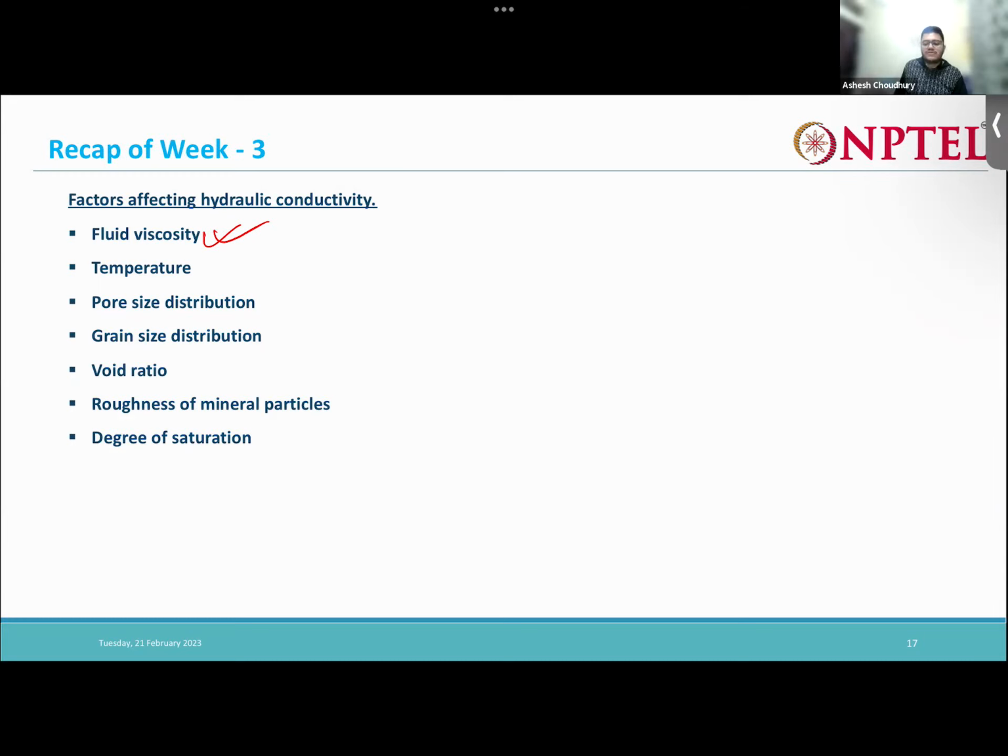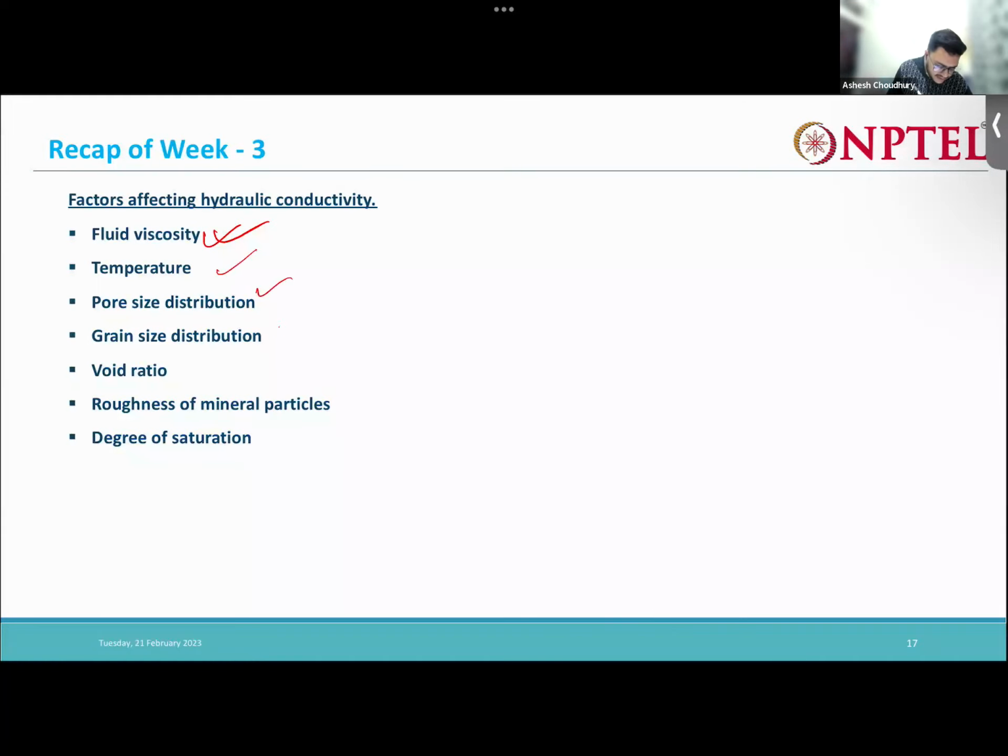So can you tell me, if the viscosity is high, how will the hydraulic conductivity, how will the permeability be? Will it be high or low? If it's more viscous, obviously our permeability, or the hydraulic conductivity, will be low, right? Because the velocity will be low. So if it's more viscous, the fluid will take time to flow, right? A similar relation comes with temperature.